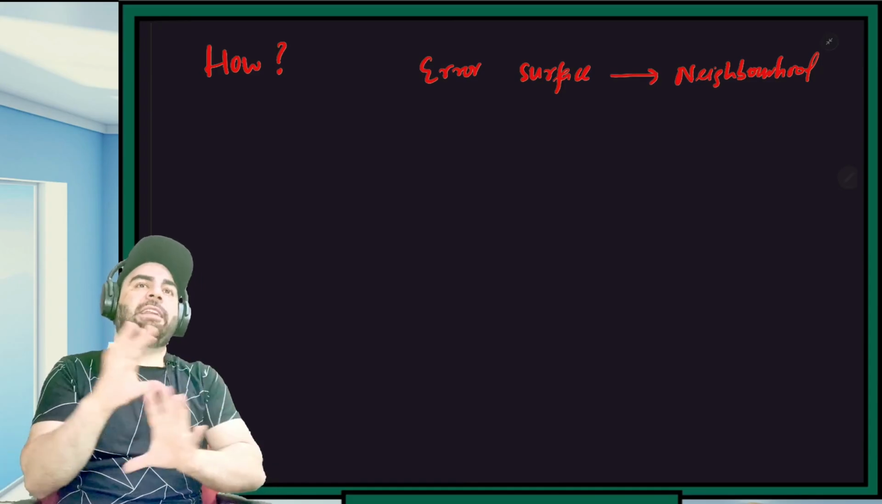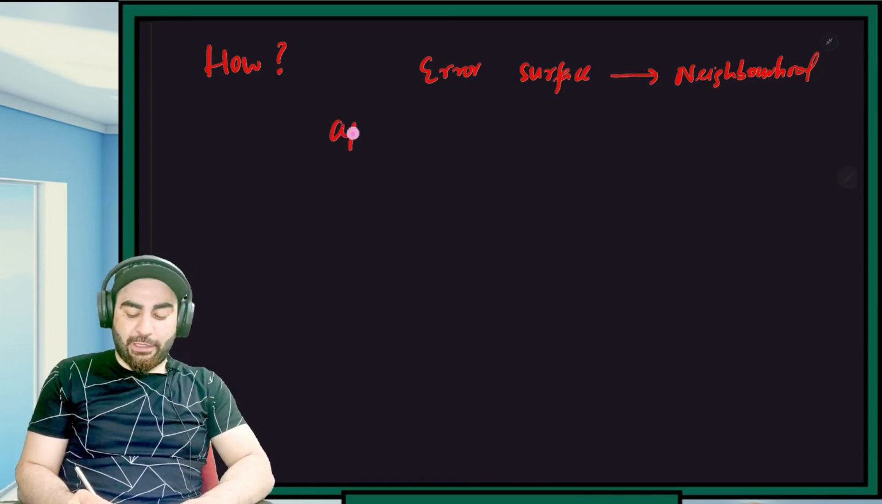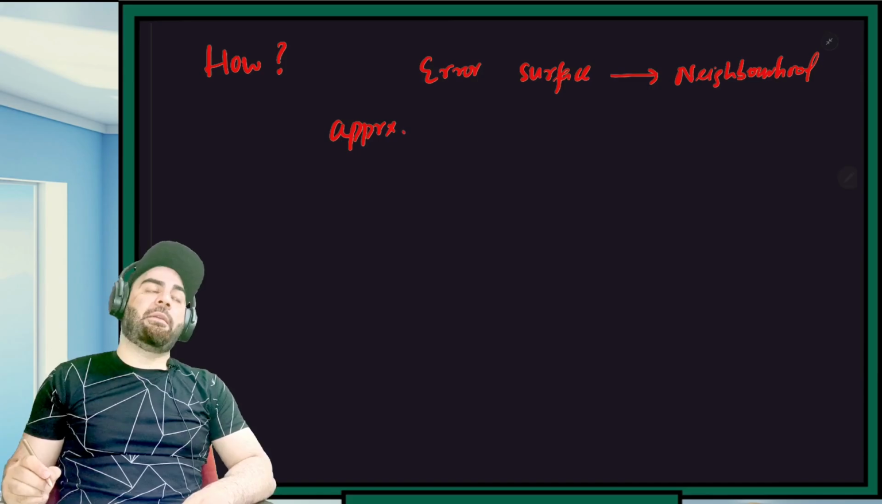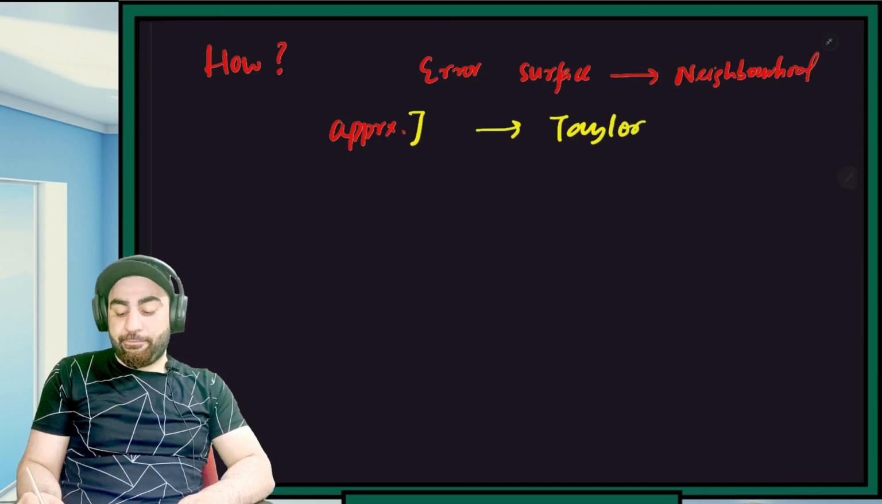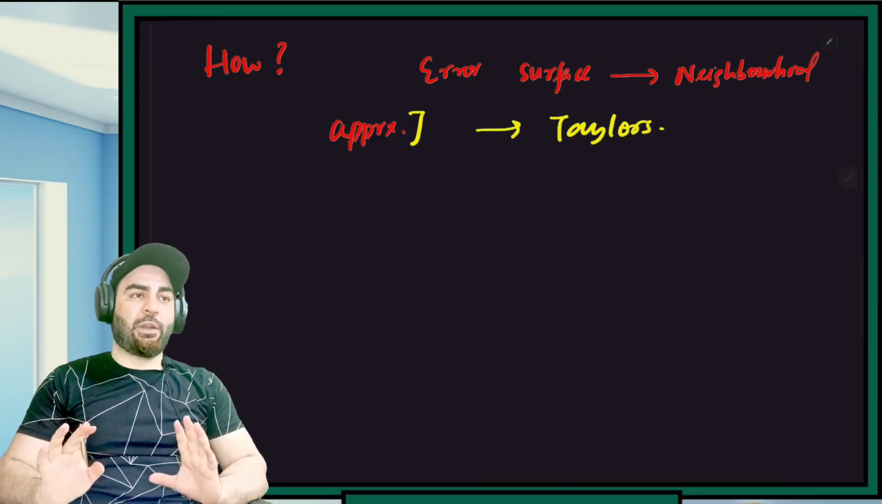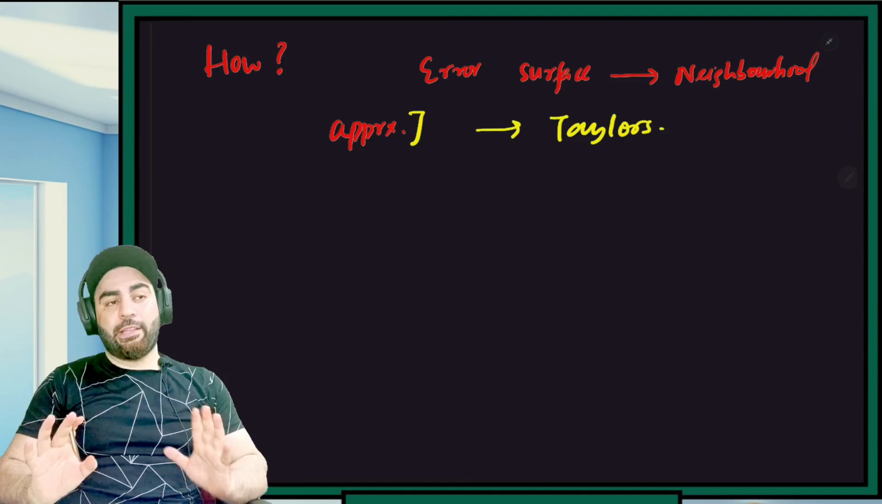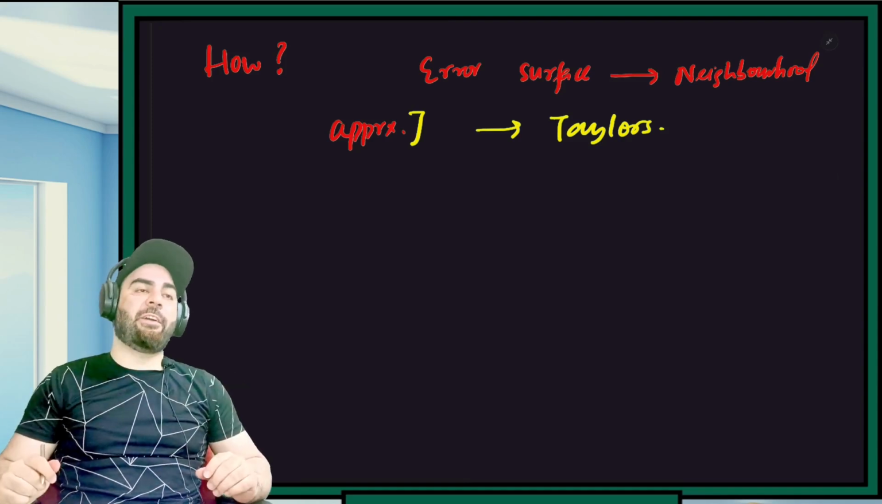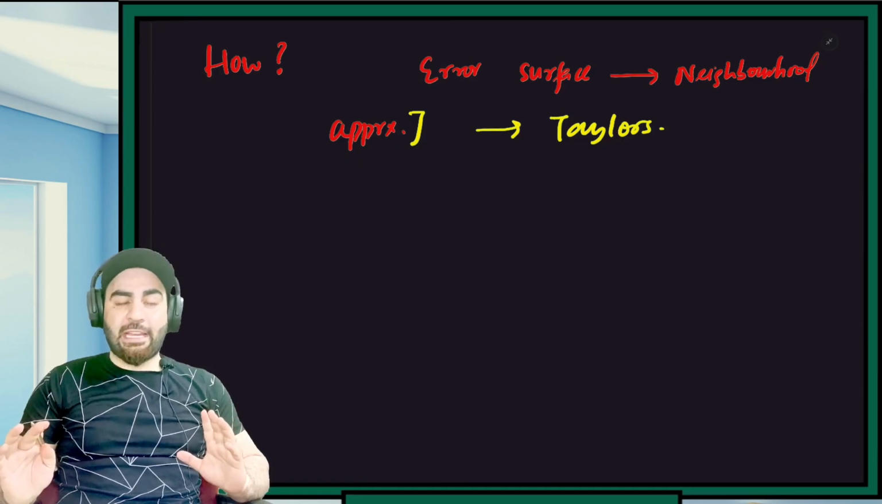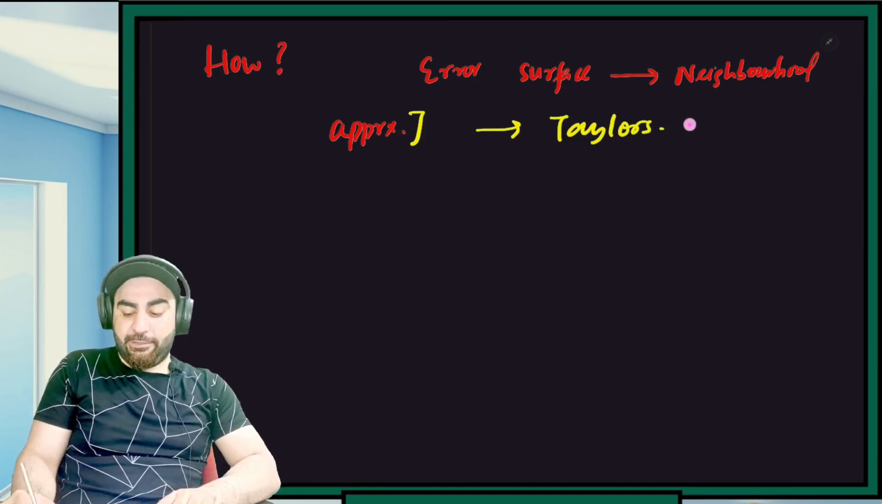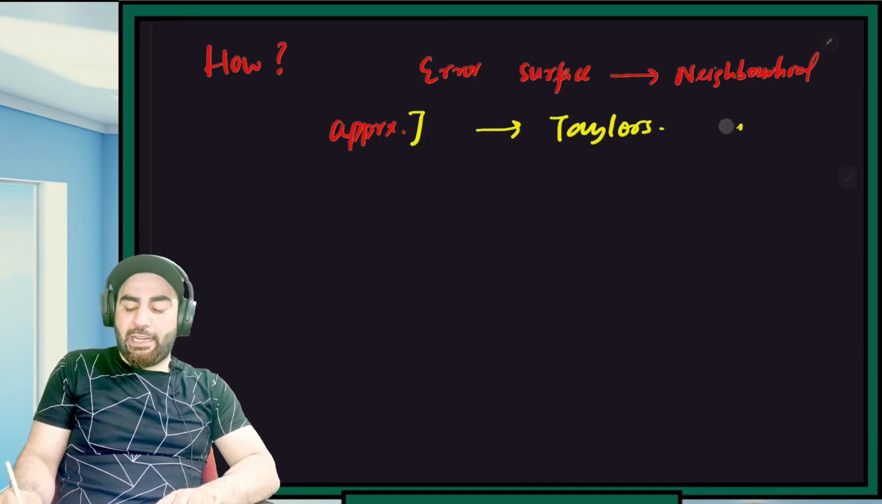Now how do we find the neighborhood of a function? You again have to approximate. You have to use something to approximate the neighborhood of a function, and that lands us at Taylor's series. My job here is to see how the function looks in the neighborhood, and how I can approximate an error function in the neighborhood. I can approximate any function by Taylor's series, or we can call it Taylor's approximation.